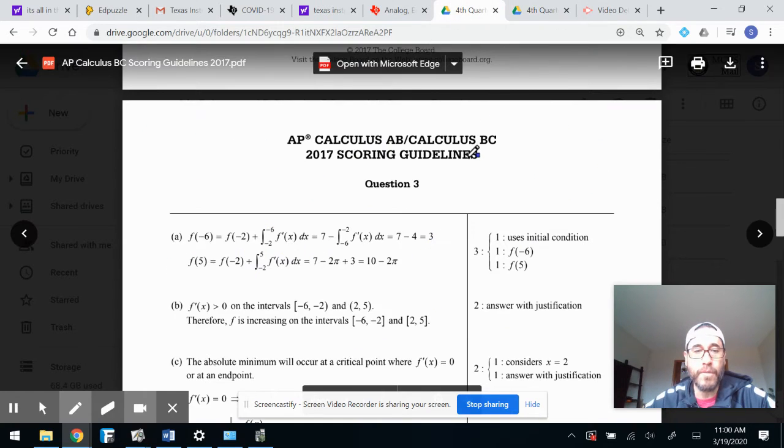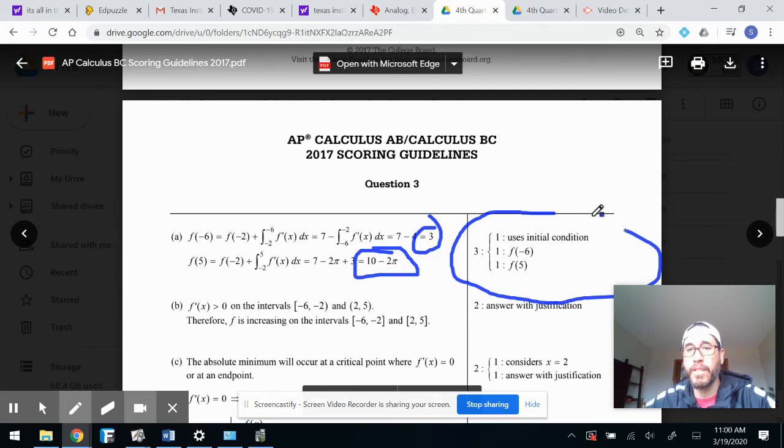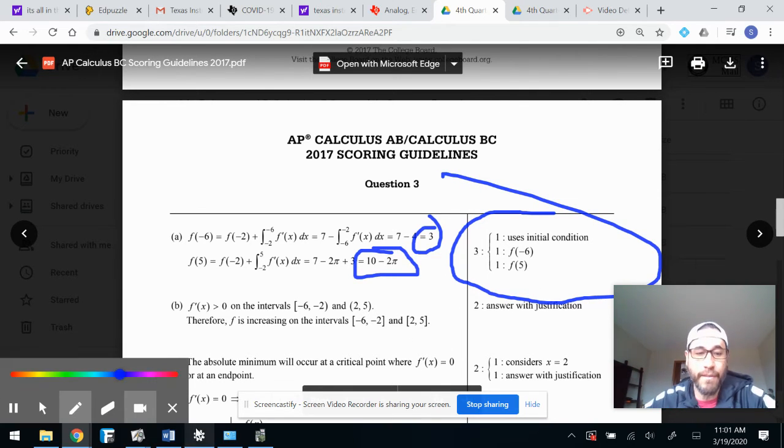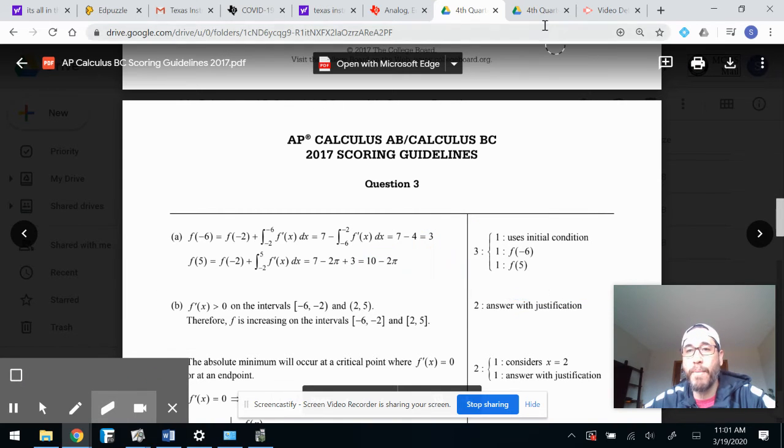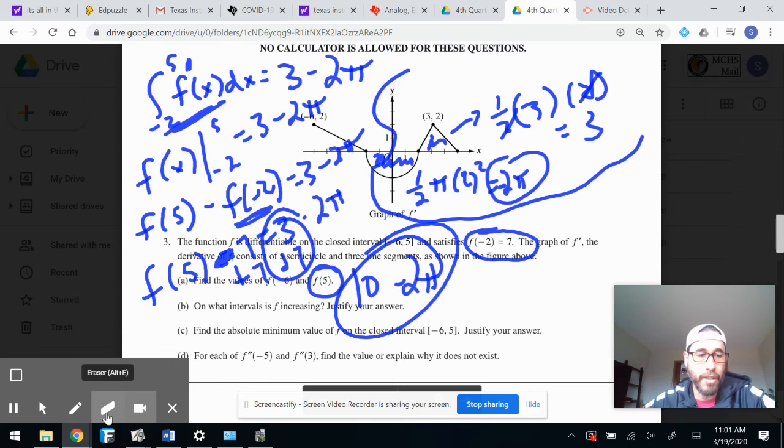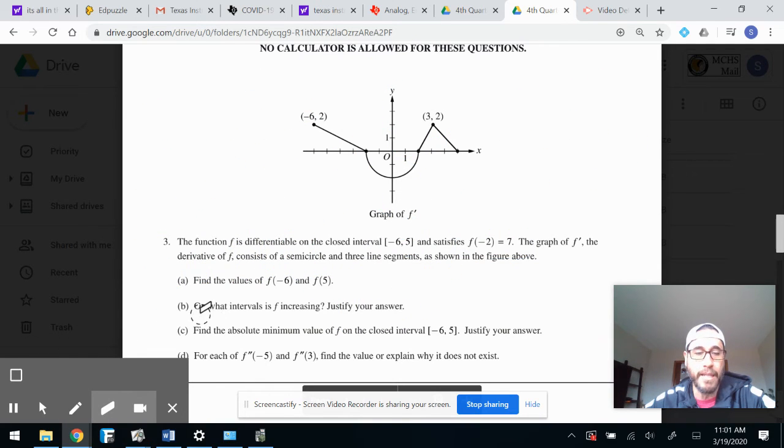All right. Remember, just look at this first part here. Boom, 10 minus 2 pi. It's right. 3 was right. Guess what? You got 3 points if you got all that right. So the AP says that this problem right here is very, very important when it makes it worth 3 points. All right. So if you're not good, go back and try it again.